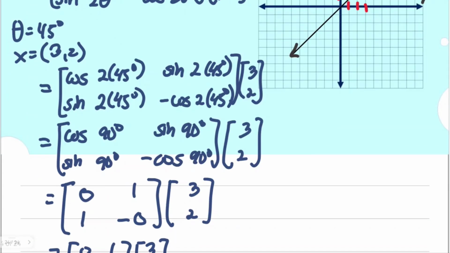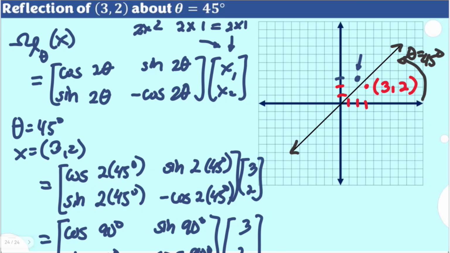So we simply apply the formula to solve the reflection. Okay, so hopefully it's clear for this example. Thank you very much for watching.